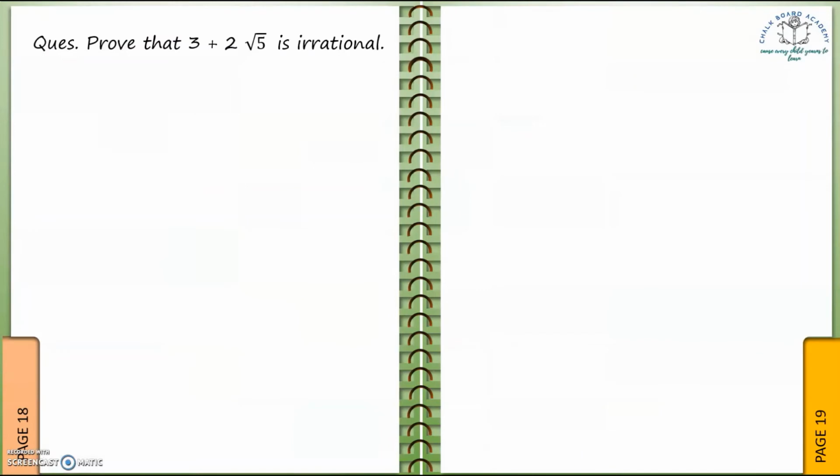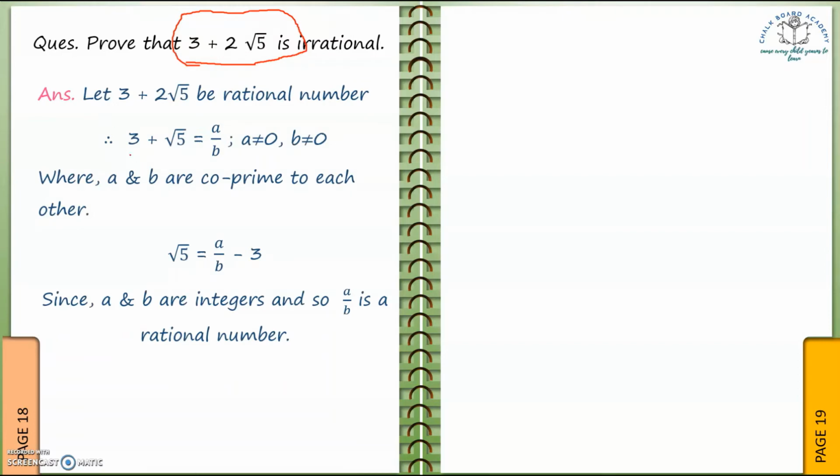Now let's look into another question. In this question we are given: prove that 3 plus 2 root 5 is an irrational number. So we have to prove this whole number is irrational. So again we are taking the same assumption, 3 plus 2 root 5 is equal to a by b.